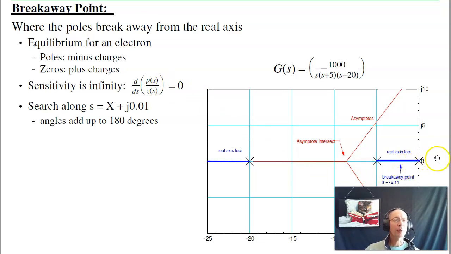Or a third approach, this is kind of what I actually do. On your calculator, just do a search. Search along the line x plus j.01. Where do the angles add up to 180 degrees? As soon as I find it, that's the breakaway point. So one of those ways does it. On the tests, I would just estimate it. It's between 0 and -5. Say it's -2.5, pushed right, about -2.2. Actually -2.11.